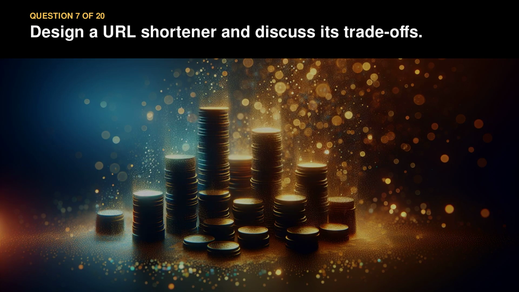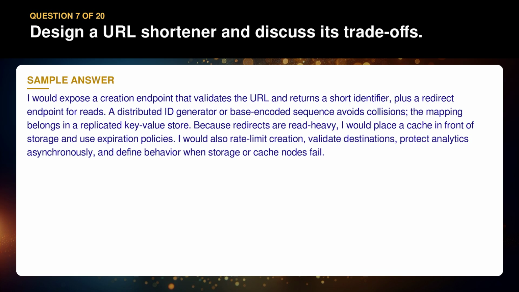Question 7. Design a URL shortener and discuss its trade-offs. I would expose a creation endpoint that validates the URL and returns a short identifier, plus a redirect endpoint for reads. A distributed ID generator or base encoded sequence avoids collisions. The mapping belongs in a replicated key value store.